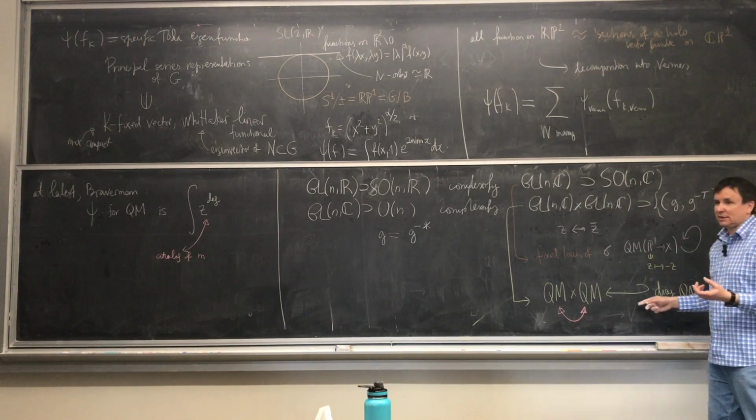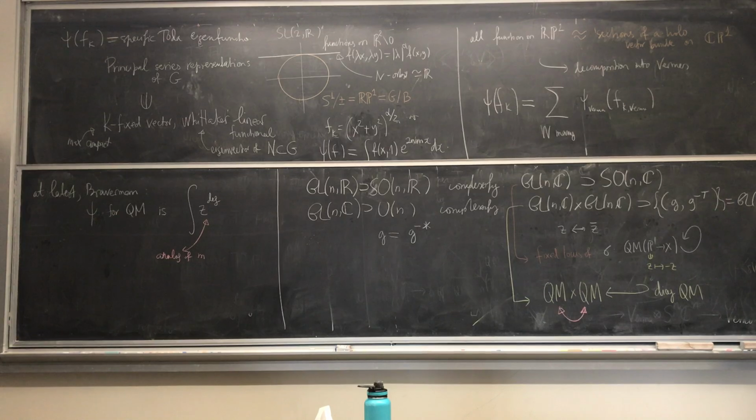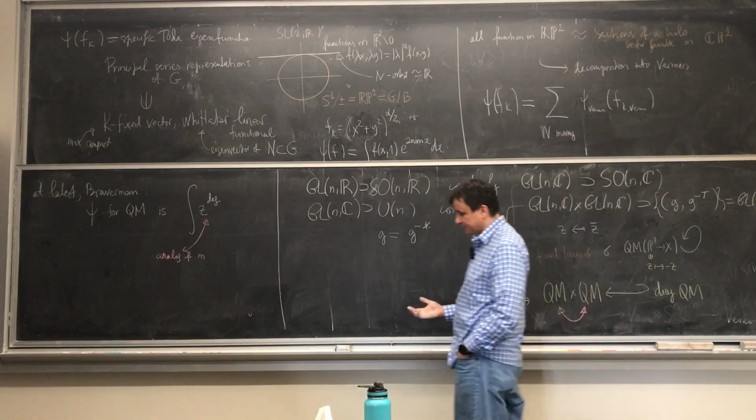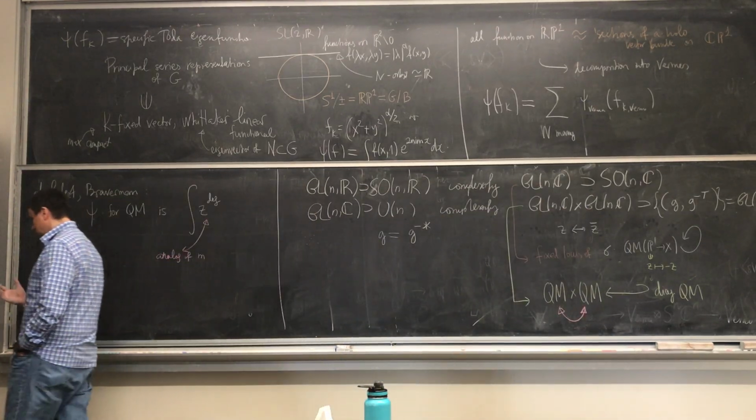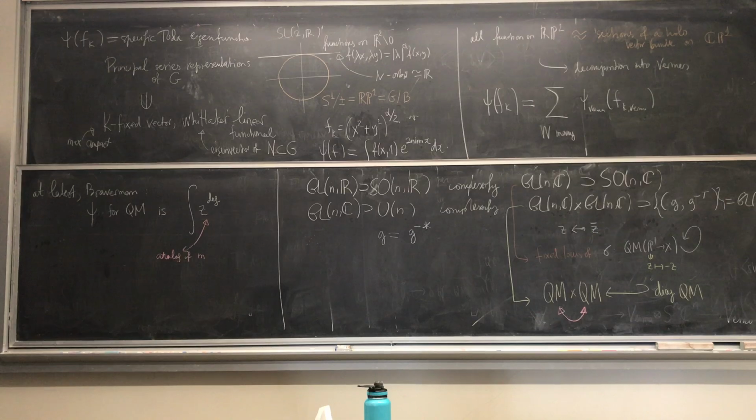How are you going to count the degrees? Not sure. I mean, it just says that I have a geometric realization of my space, and the K-fixed vector is the actual fixed locus of a certain involution.